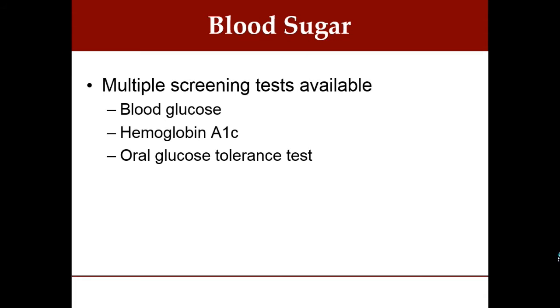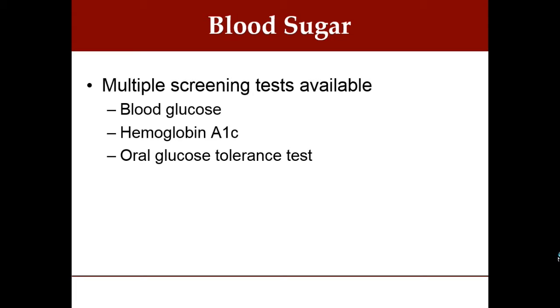So as I mentioned at the beginning of the talk, we're going to talk about a few different tests that are available to screen for diabetes. You could do just a simple blood sugar or blood glucose, which tells us what your blood sugar is right at that moment in time. But as we all know, our blood sugar fluctuates throughout the day. Every time we eat, our blood sugar will go up, and first thing in the morning, it's going to be different than later in the day.